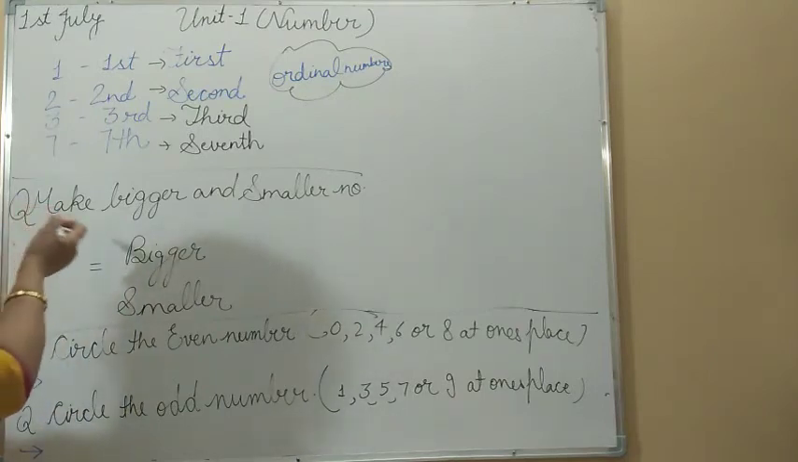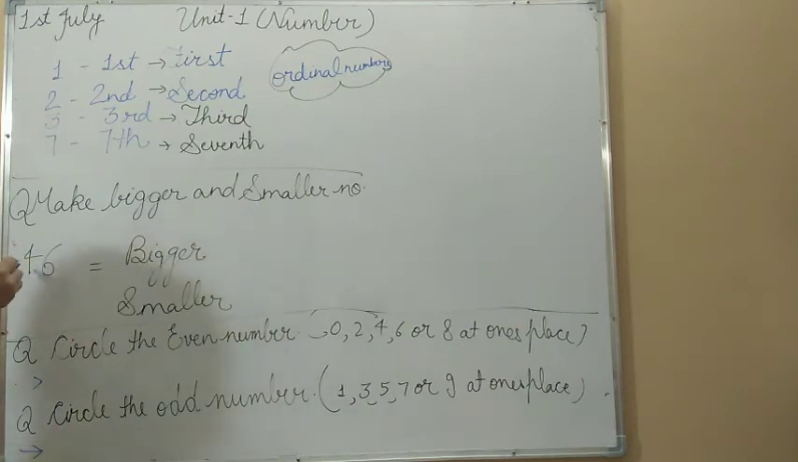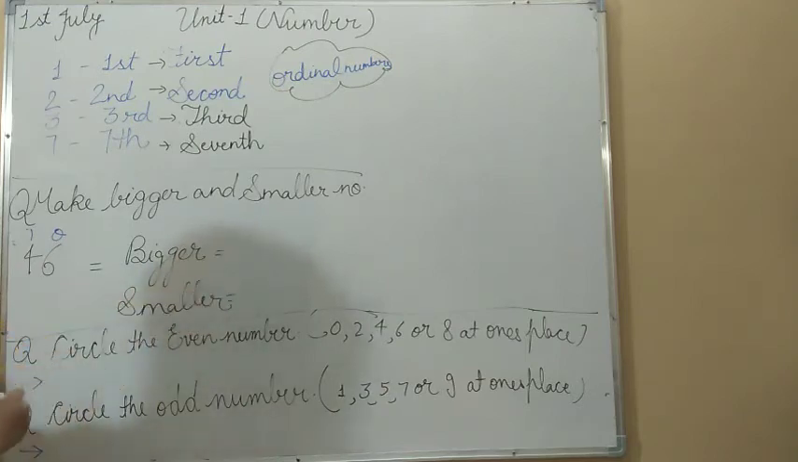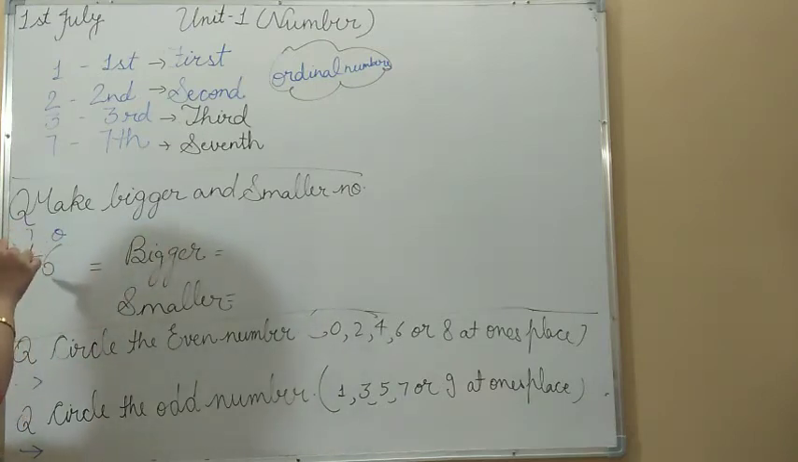Now look here, make bigger and smaller number. We have this number 46. Now on the upper side we will write here tens and ones. Now we have to make here bigger and smaller number. I already told you how to make a bigger number by checking their tens place numbers and ones place number. We have to use these two digits to make the bigger and smaller.